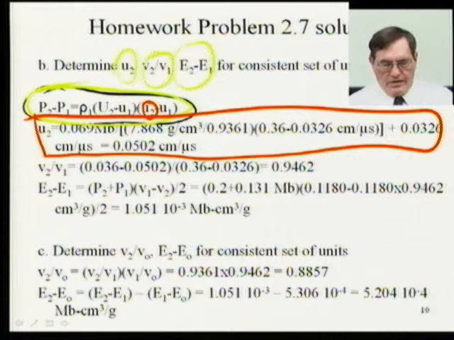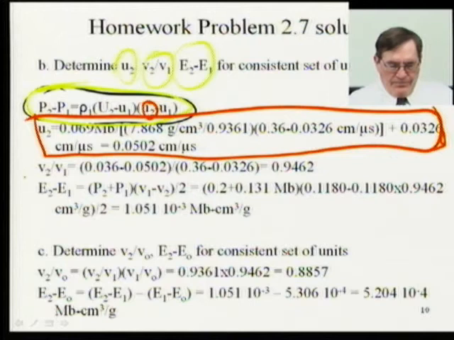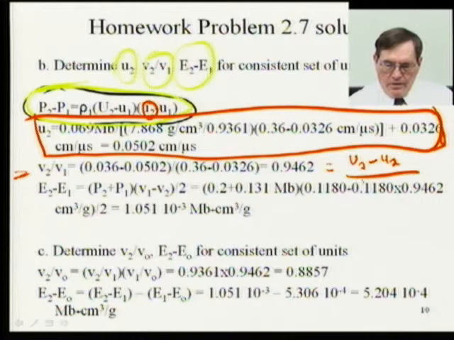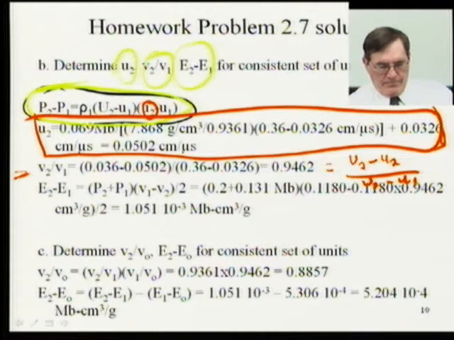I'm using consistent units. Like I said, I may have had one slight unit problem in the last one, but this one looks okay. And again, for the volume, remember that it's U2 minus little u2. I guess I didn't write that down, but if you remember from the book, when you have two waves, you're going from this over u2, the shock velocity minus the initial velocity in front. And that's all I've done here, and I get 0.9462 for that compression.